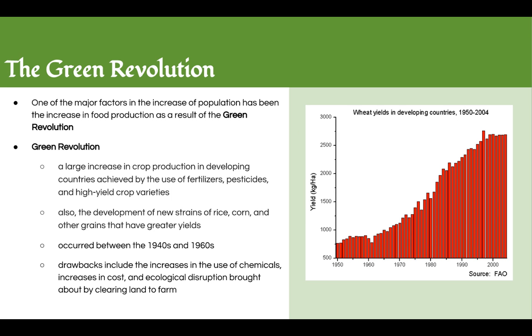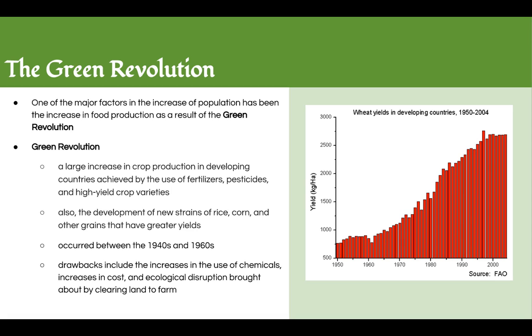Now, how do we feed all these people? How are we getting this huge population growth and this boom in health? And a lot of it traces back to something we call the Green Revolution, an increase in food production and crop production in countries, achieved kind of through the use of fertilizers, pesticides, and high-yield crop varieties. The development of new strains of rice, corn, and other grains basically yield more per acre than they would have in the first half of the 20th century or all of human history. So we kind of have manipulated these crops in order to produce more, in order to feed more people. This boom basically occurs between the 1940s and 1960s and still goes to this day.